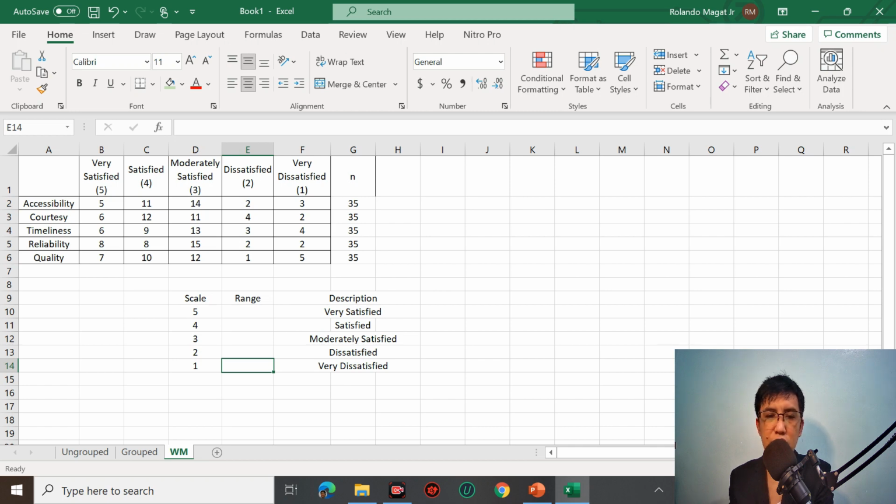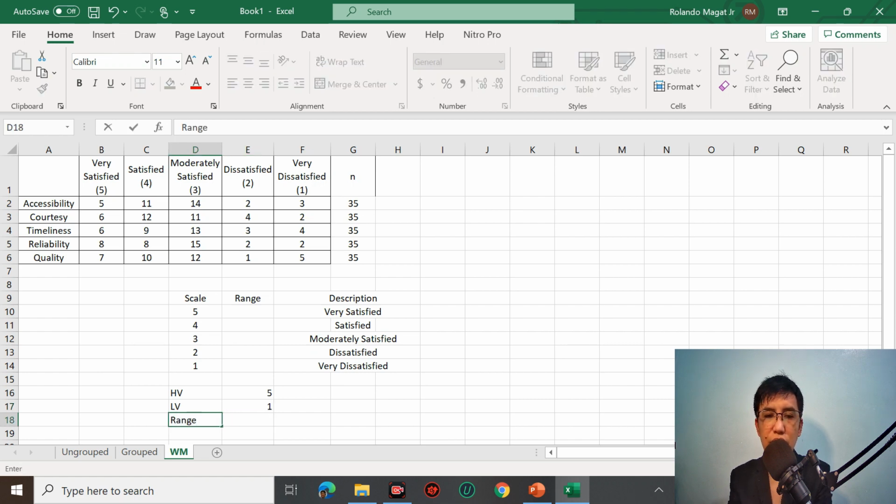Okay? So, how do we get the weighted mean? So, ganito lang yan. We are going to get the idea of yung range. Finding the range. So, you will note yung sa previous video natin. Notice that the highest value is 5 and the lowest value is 1. Okay? Lagyan natin dito. So, highest value is 5. Lowest value is 1. What will be the range?